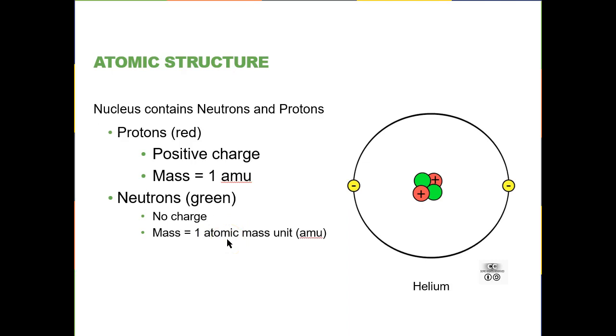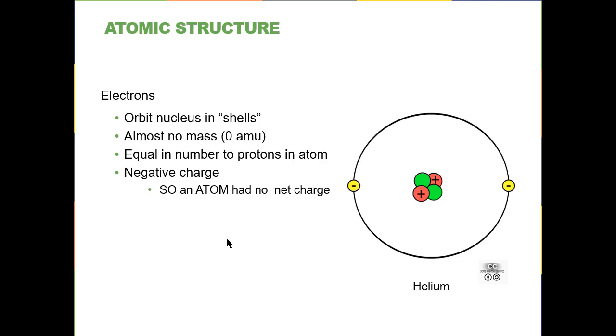Then out in the cloud or the orbitals are electrons, which we generally think of as being arranged in shells. They're really energy levels or energetic states at which they exist. The electrons have almost no mass. They do have mass, but the mass is so small that even super picky people like chemists who pay attention to detail basically just say, look, let's call them 0. It's not worth counting the mass of an electron.